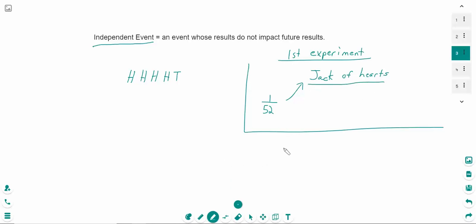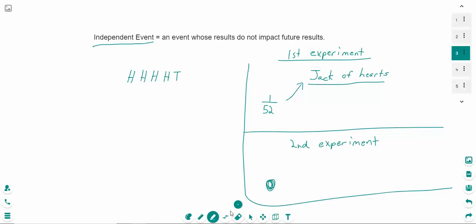Then I set it aside and do my second experiment. Now what's the probability of me pulling out the Jack of Hearts again? Well, the answer is 0. Absolutely 0. There's no chance whatsoever because I already pulled out the Jack of Hearts and it's no longer in the deck. So here's an example of where our first experiment impacted our second experiment. Because we pulled out the Jack of Hearts in the first one, it was not at all possible to pull it out in the second one.